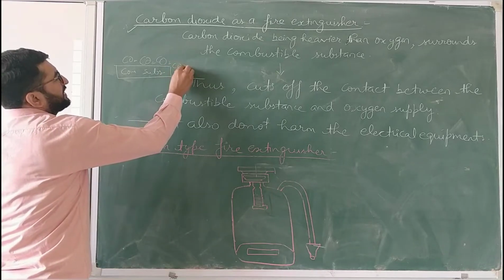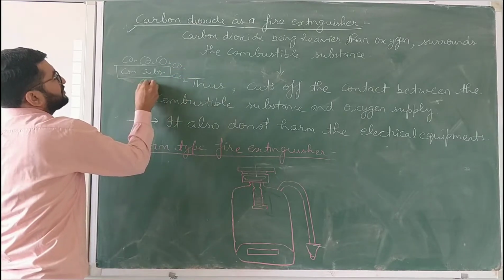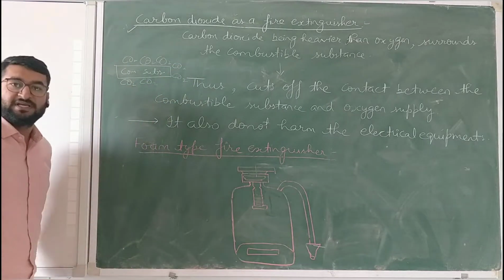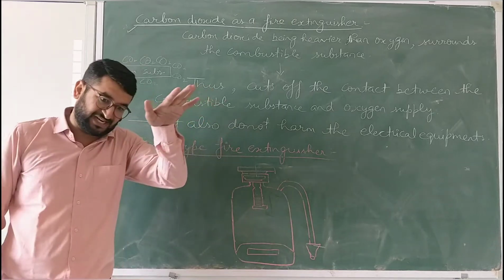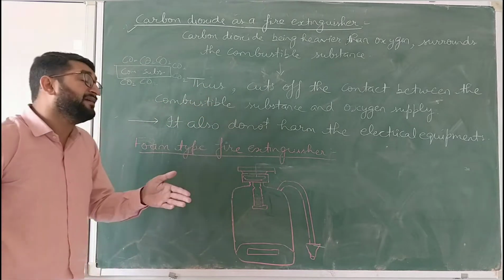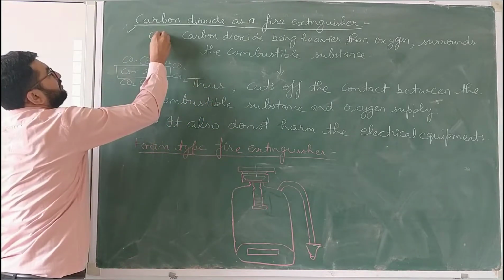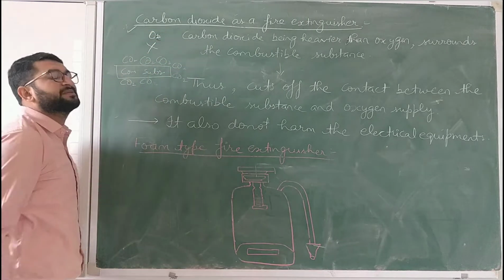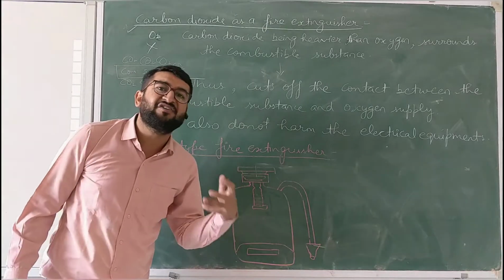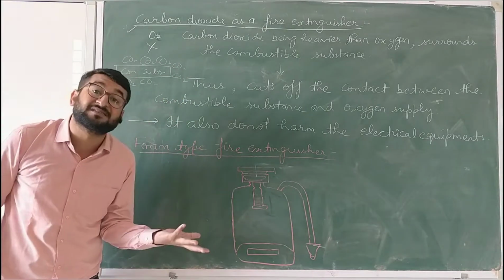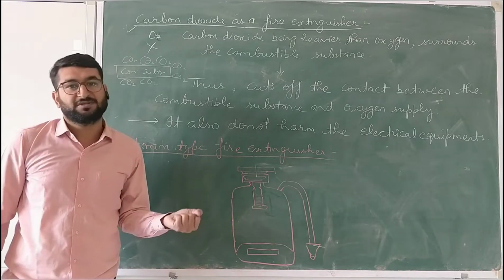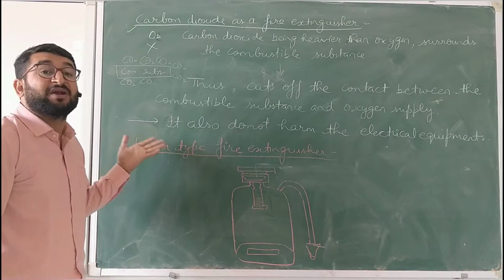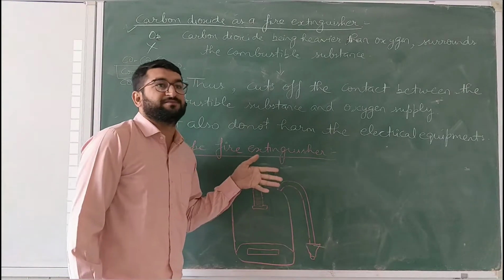When it comes in contact with CO2, then CO2 surrounds it. As it is heavier than oxygen, it will settle down, and the oxygen contact is broken. The oxygen cannot come in contact with this combustible substance. We cut off the supply of oxygen to the combustible substance and thus the fire gets extinguished. Aag bujh jayegi. So that's how carbon dioxide is used as a fire extinguisher.